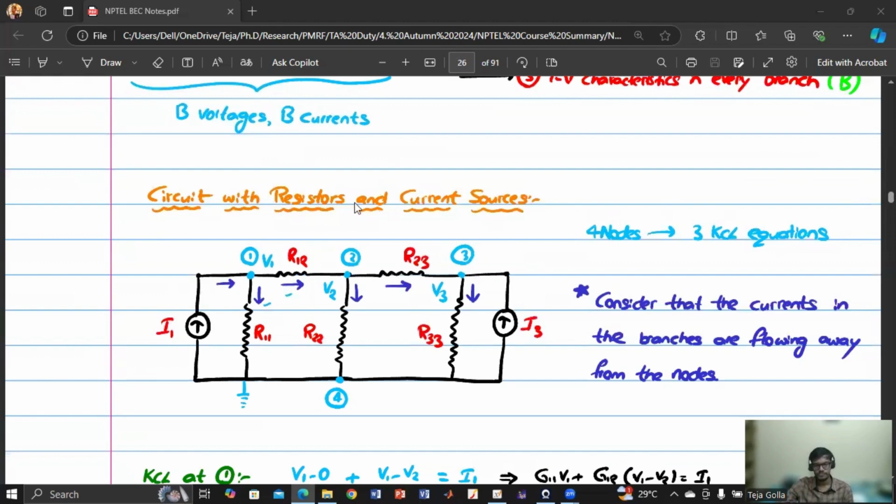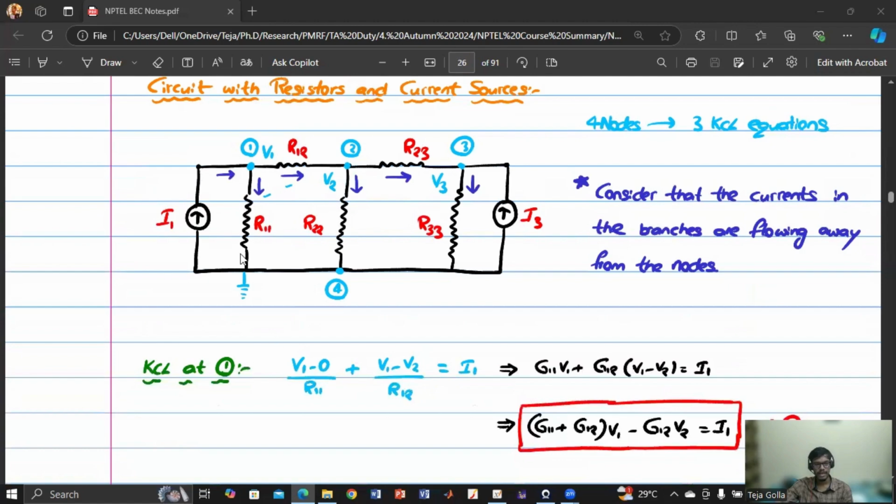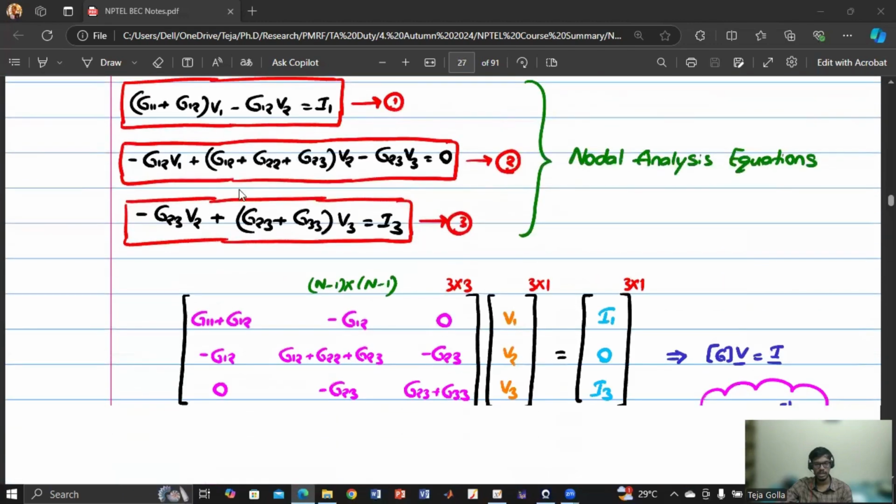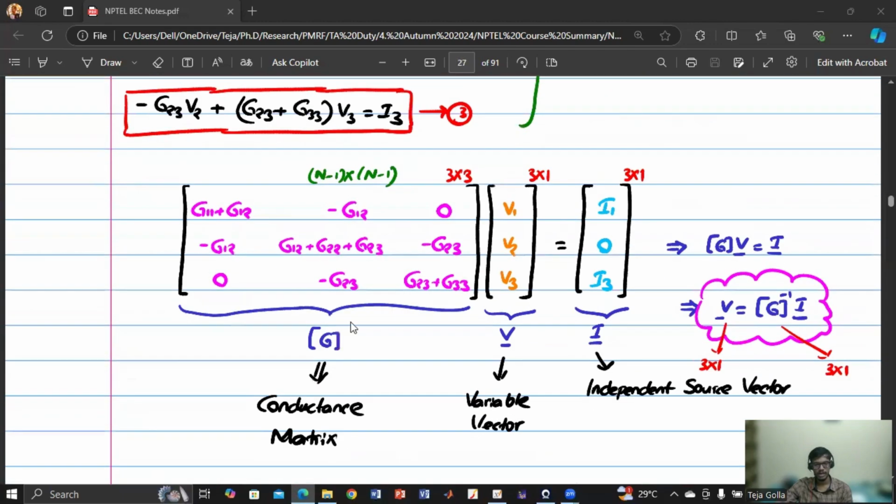Now, if we consider the currents in these branches in this direction, we can apply KCL at node 1, KCL at node 2, KCL at node 3. You will get 3 equations in terms of conductances. Now I can write these in terms of a matrix. This matrix is called the conductance matrix. This is the variable vector and this is the independent source vector.